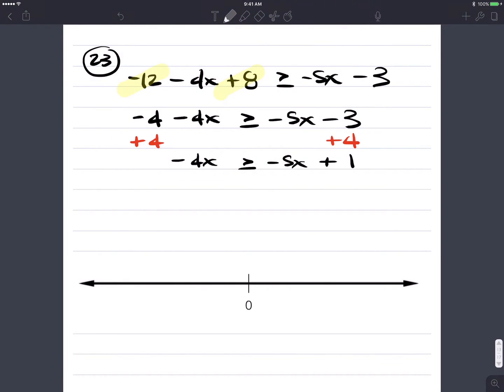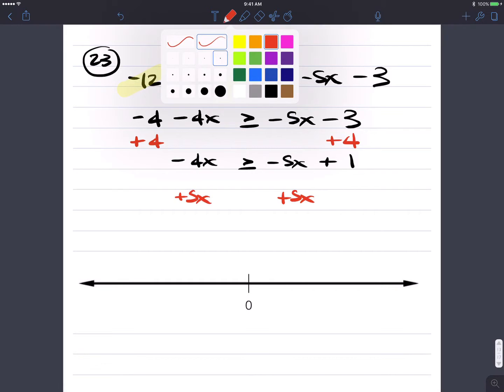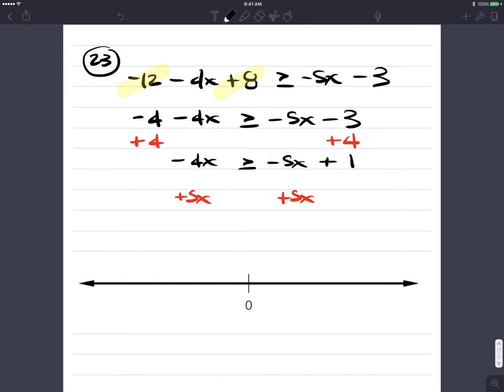We're now going to add 5x to both sides. Now negative 4x plus 5x is going to give us x, greater than or equal to negative 5x plus 5x, which cancels on the right side of the inequality, so we end up with just the number 1. x is greater than or equal to 1.